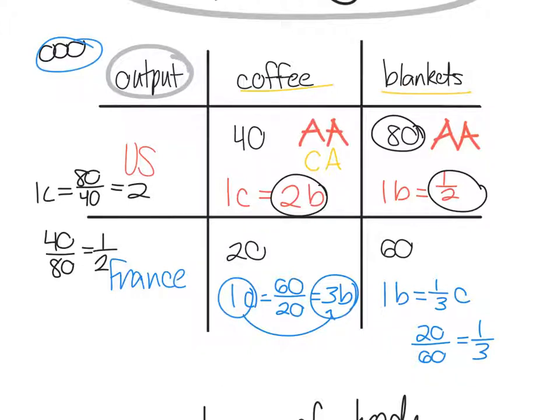Now for blankets, the US, to produce 1 blanket, is going to be losing 1/2 of a coffee. But for France, to produce 1 blanket, they're only losing 1/3, which means that France has the comparative advantage for blankets.